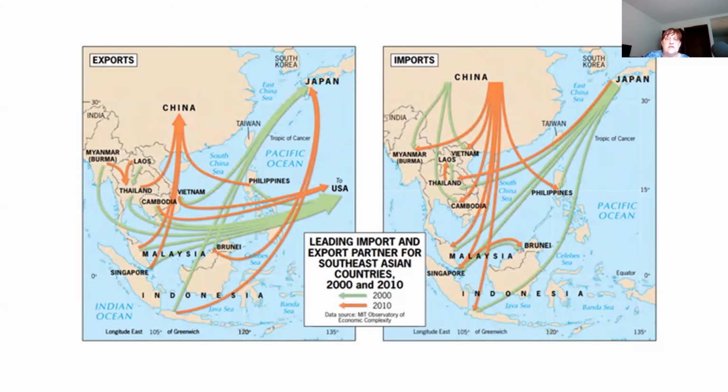Now let's look at how importing and exporting has changed in the ASEAN region with China over a period of 10 years. You can see on the exports, in 2000, a lot of these were going to other places. And now a lot of them are going to China. If you look at the imports, you'll see that as of 2010, a lot of importing was coming from China and not just from other places.